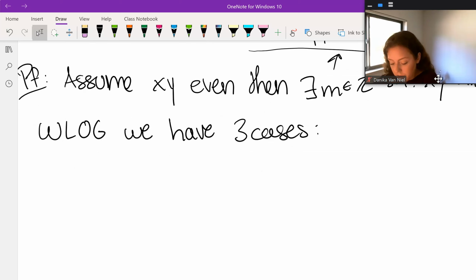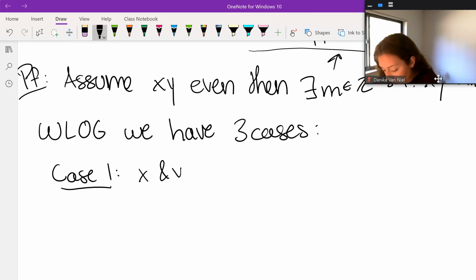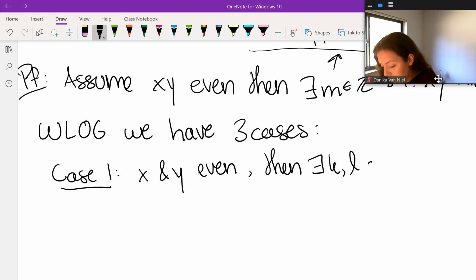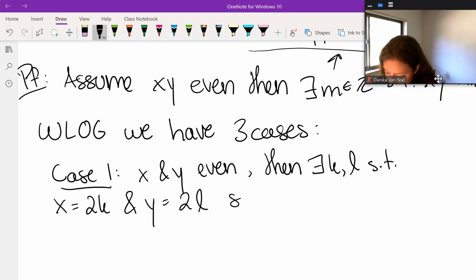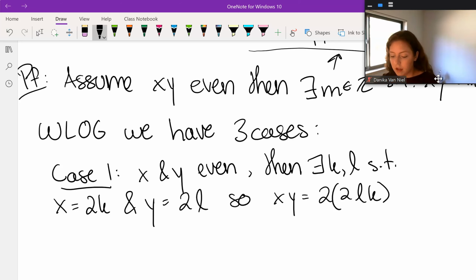So let's start with the one where they're both even. Case 1, x and y even. Then there exist k and L such that x equals 2k and y equals 2L. So x times y equals 2 times 2Lk. Okay, so that works out. So we're all good. All I'm doing is I'm checking like, oh shoot, no, I'm doing this wrong.